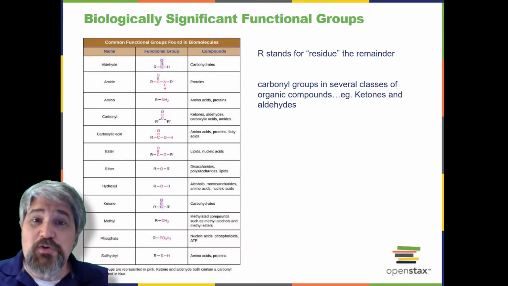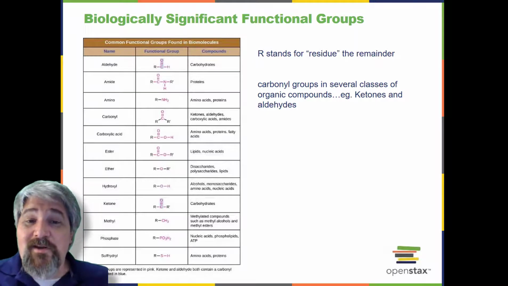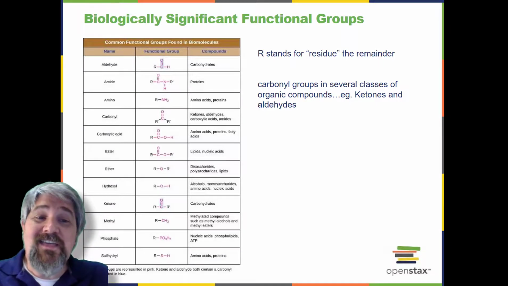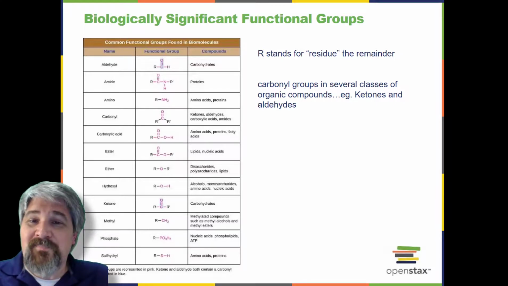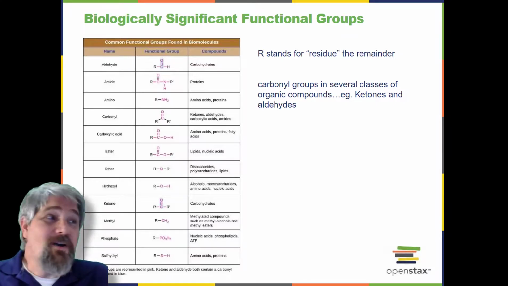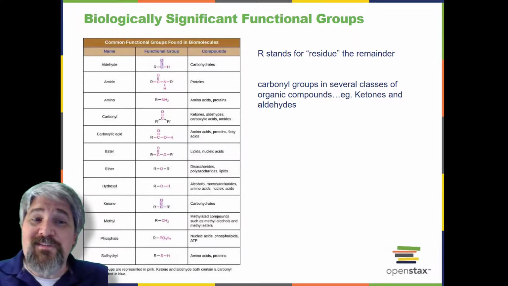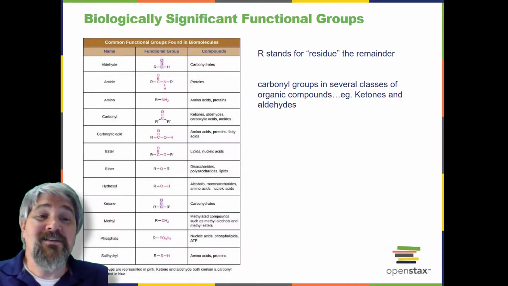Biologically significant functional groups. In addition to containing carbon atoms, biomolecules also contain functional groups, groups of atoms within molecules that are categorized by their specific chemical composition and the chemical reactions they perform, regardless of the molecule in which the group is found. Some of the most common functional groups are listed in this figure. In the formulas, the symbol R stands for residue and represents the remainder of the molecule. R might symbolize just a single hydrogen atom, or it may represent a group of many atoms.